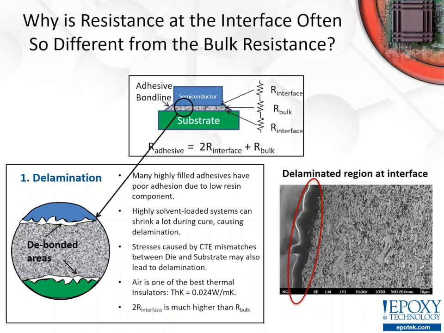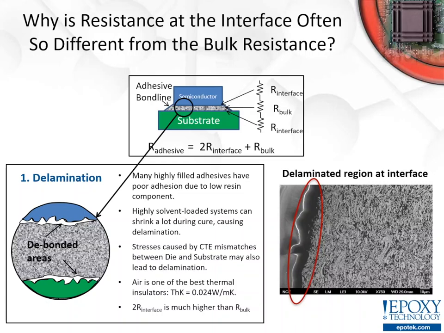Not all bond lines are an ideal case, though, and resistance may vary significantly, even within using the same adhesive, because of small interface issues like delamination. Many highly filled adhesives have poor adhesion because they just don't have a lot of adhesive in them. They are very highly loaded with silver.